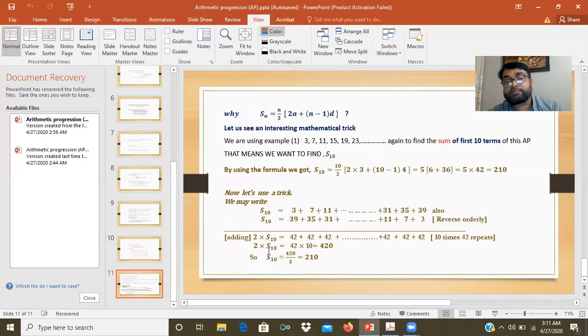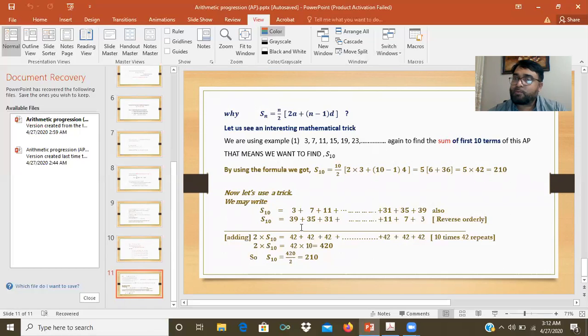Actually, this is the sum of 2 times S10. But we are looking for S10 only. So S10 would obviously be 210 by simple algebra. So you see, this is a simple trick. If you write down the sequence from first term to the last term, then again from last term to the first term, and if you add them up, you will get the repetition of a certain sum, and thus you can find the sum of the whole series. Actually, this formula was derived using this kind of trick.